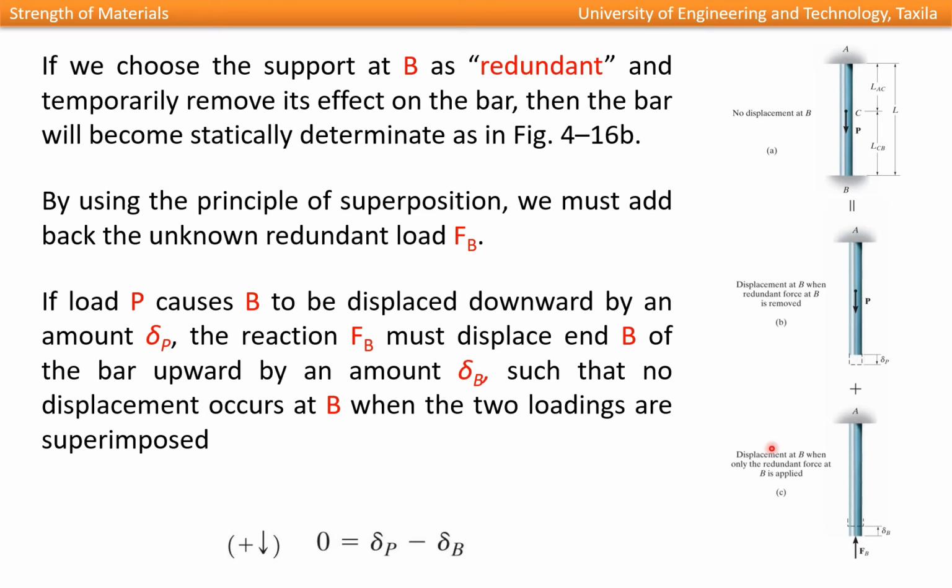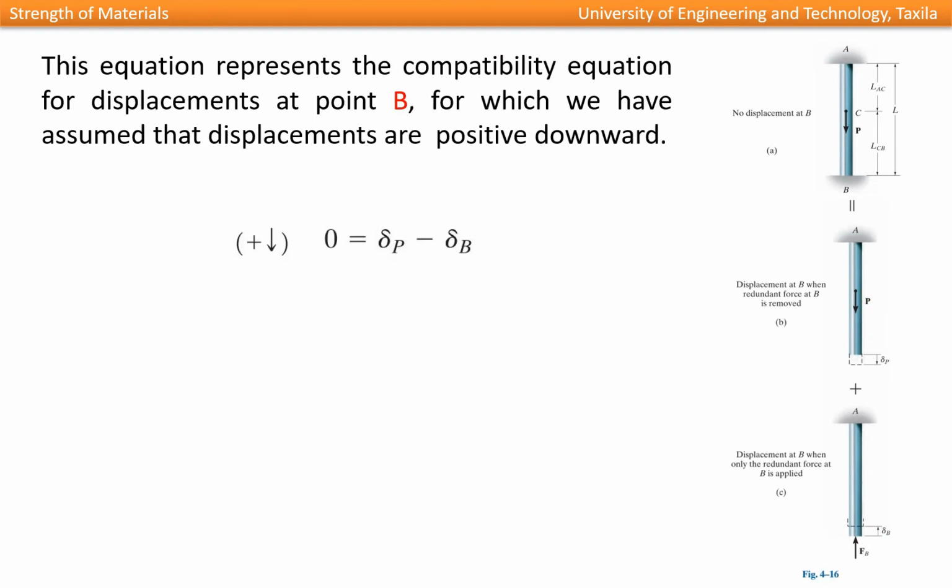So this is the law of superposition for this case: in the actual statically indeterminate structure the displacement at B is 0, and it is equal to the summation of delta P due to the applied load and delta B due to the redundant force. In other words, this force must displace this end in the opposite direction by the same amount as that which is produced by P.